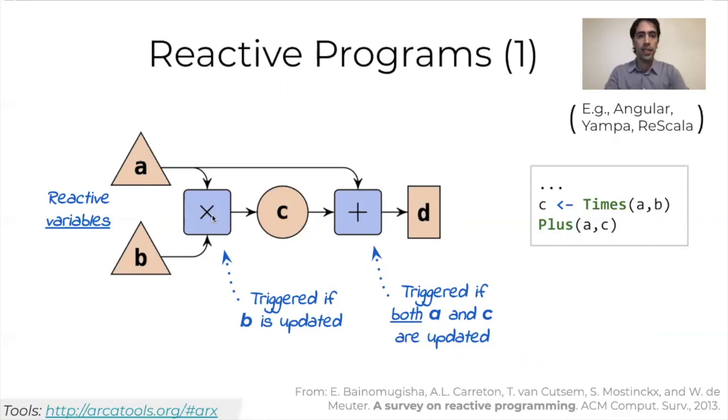In this case, this times operation is triggered if this is updated once. But this plus is not triggered if C is updated alone. It's triggered if both C and A are updated. So it waits for both of the updates. This is to avoid what they call the glitch problem, which is when you perform an operation by a trigger without waiting for all the inputs that are dependent on the same A. And there are several solutions in literature to handle these kinds of situations.